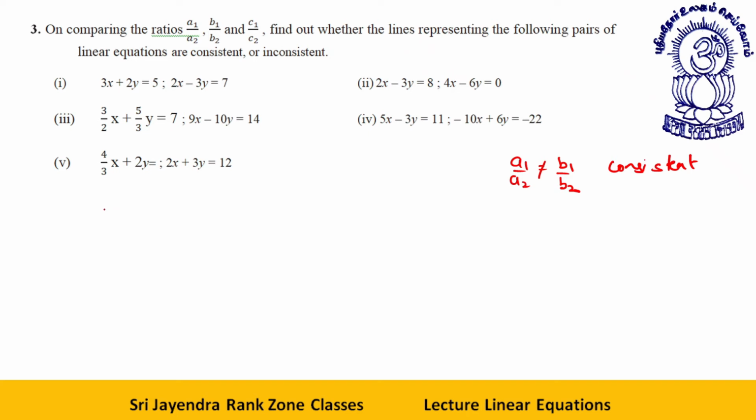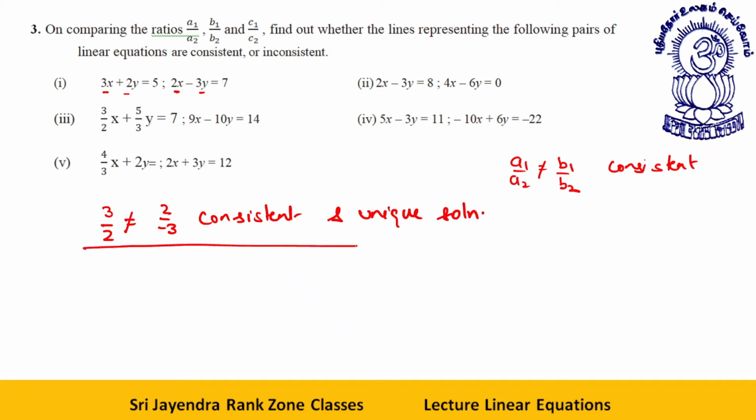First, 3x, this is 3 by 2, then it is 2 by minus 3. The moment you see this ratio, these are not equal. You can directly say consistent and unique solution. Next one. This is the first part.